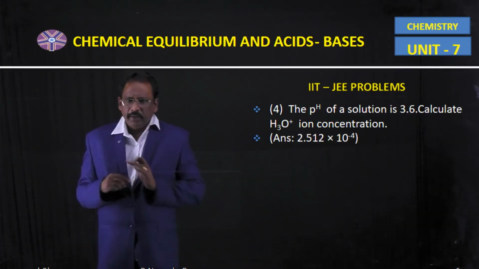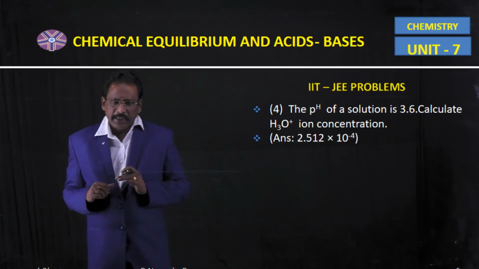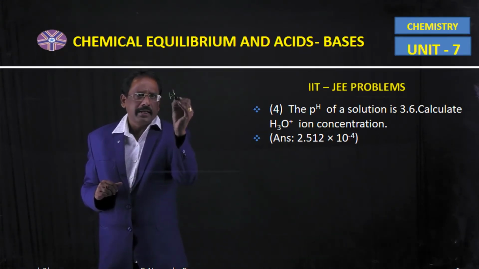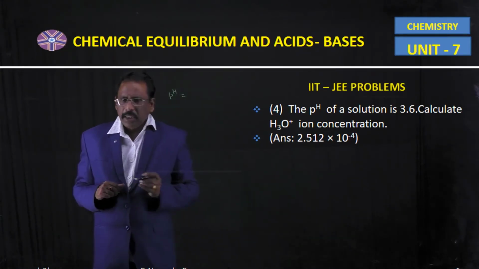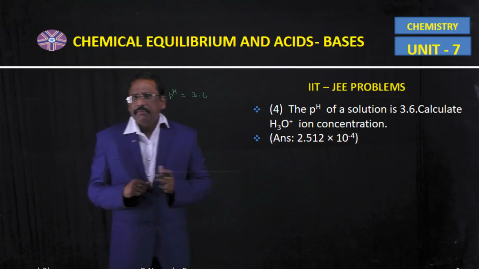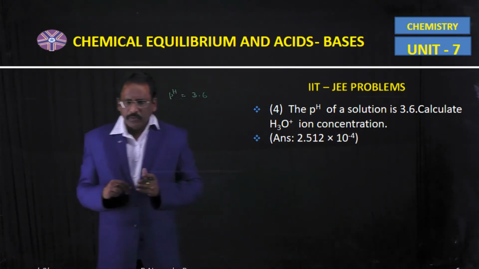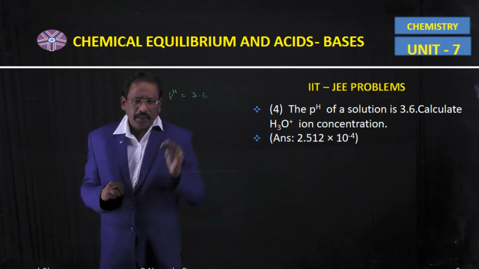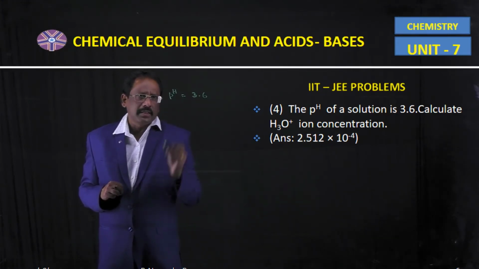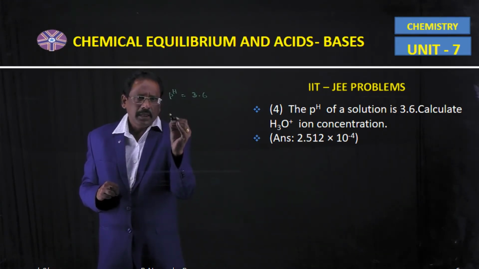Now the next problem is, pH of the solution is given, which is equal to 3.6. It is a fractional value. Now calculate the hydronium ion active mass. That means H plus ion active mass.